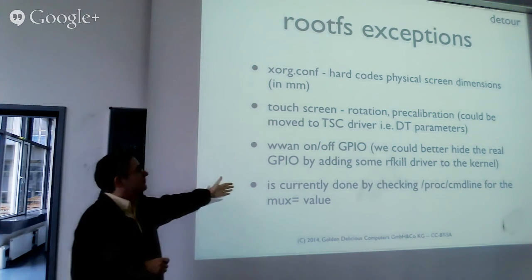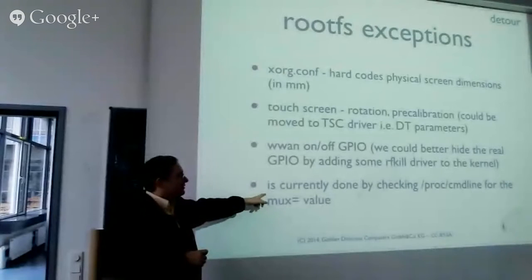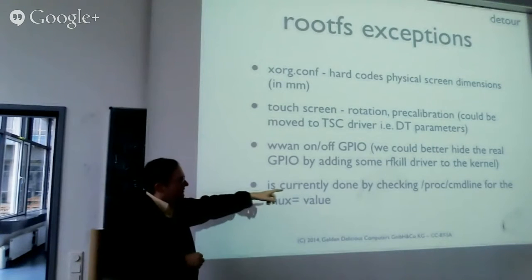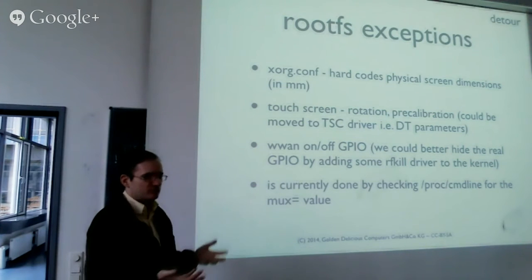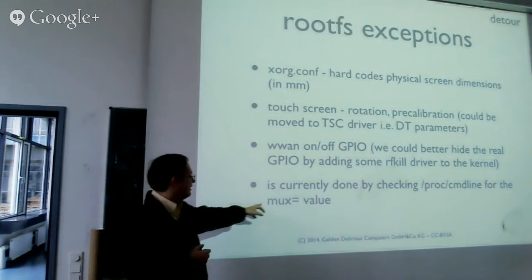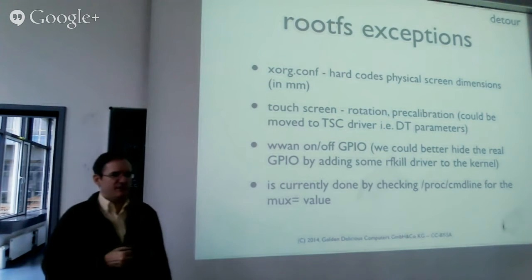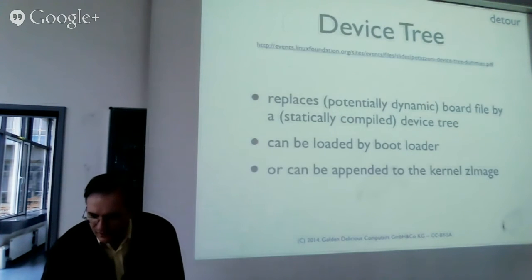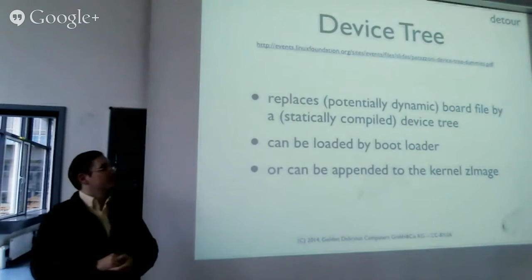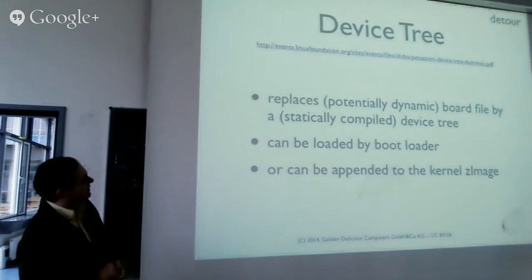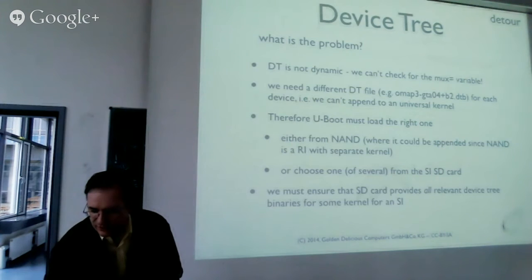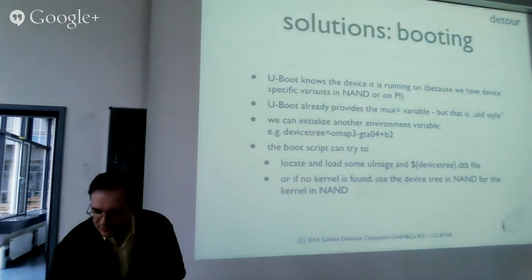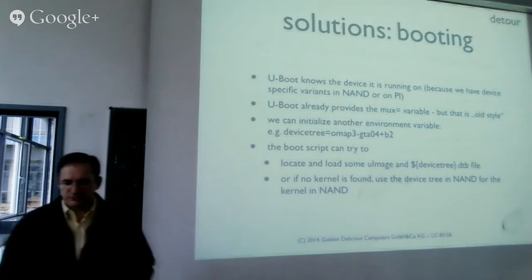Yeah, and sometimes this is done in a way that the command line, /proc/cmdline, is read by a script and then analyzed for this multiplexing value. But now with the device tree, I think I can skip that because that's a duplication of what I had explained before. Now, to the solutions.